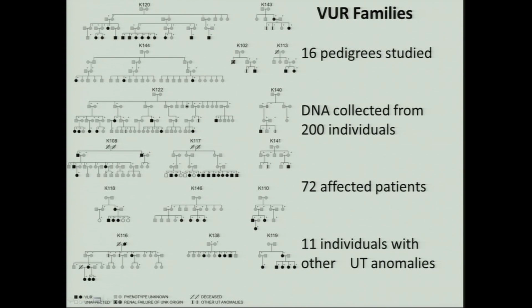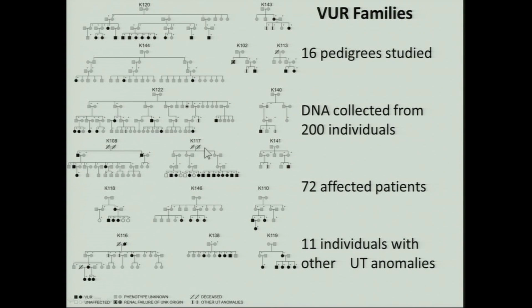So I looked at 16 different pedigrees, and DNA was collected from 200 individuals. 72 were affected patients, and 11 individuals had other urinary tract anomalies. You can see here, of note, that there were nine families that had affected individuals in multiple generations, suggesting an autosomal dominant inheritance pattern. You can see here, right here, in K120, K143. And then an additional 9 families had affected individuals in only one generation, suggesting an autosomal recessive inheritance pattern. And in about 7 families, there was a lack of male-to-male transmission, so X-linked transmission could not be ruled out.